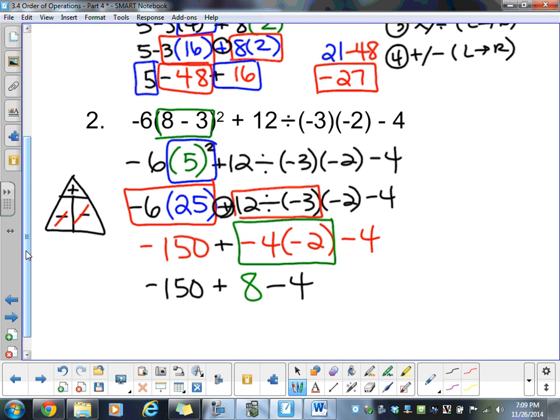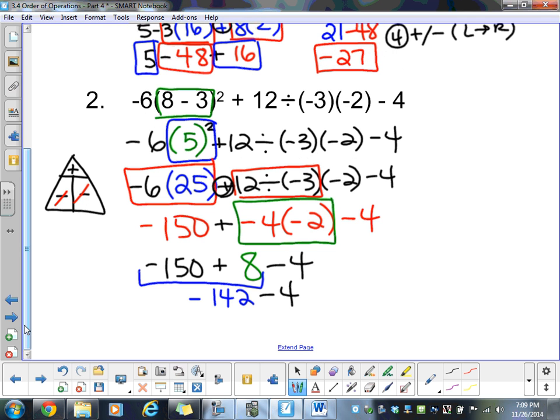So now I'm in my add and subtract step. That's all I have left. So from left to right, this time I will work this problem out. So negative 150 plus 8. If I have 150 bad guys and 8 good guys, that's going to bring me down to a negative 142, or 142 bad guys. And then I have this minus 4 yet. So here I have negative 142 minus 4, so I have 142 bad guys and another 4 bad guys since they're both negative, so that brings me to negative 146.